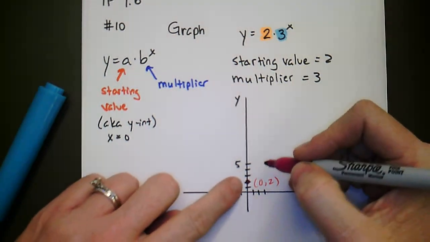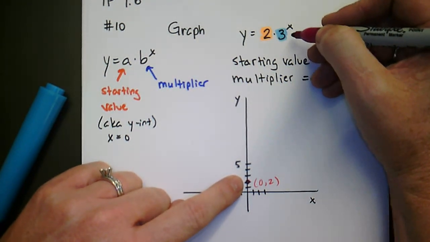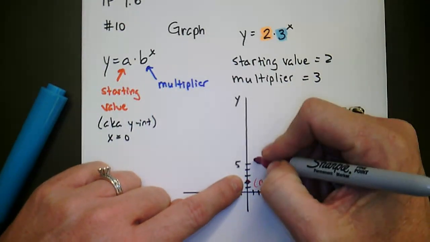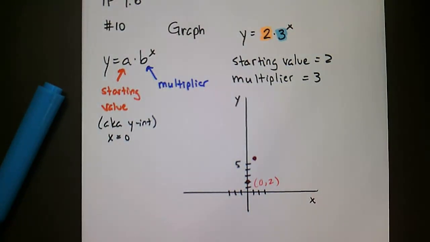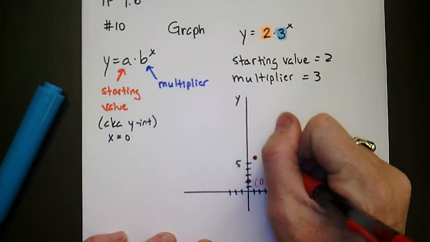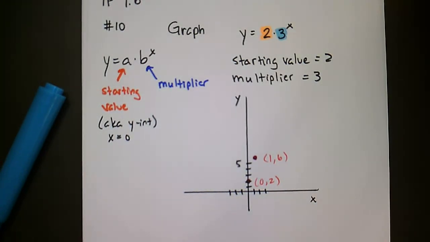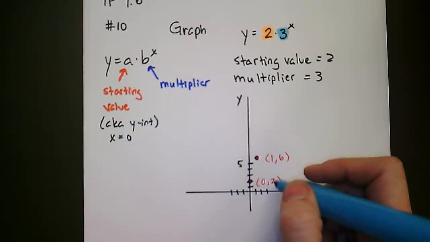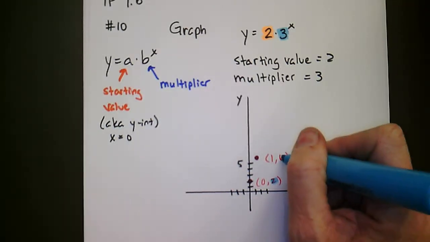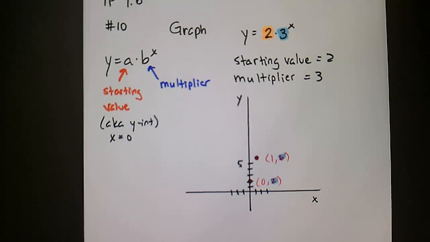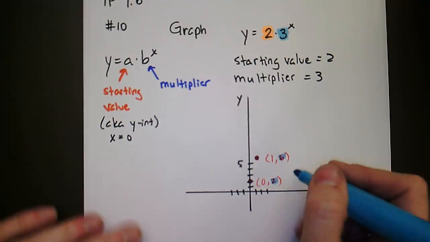Now my next value is going to be 3 times as tall. So I'm going to go 1 to the right, and then I'm going to be up at 6. So I'm going to be at (1, 6). And again, these numbers are multiplied by 3. I start at 2 and I multiply by 3 to get up to 6. Read that okay?